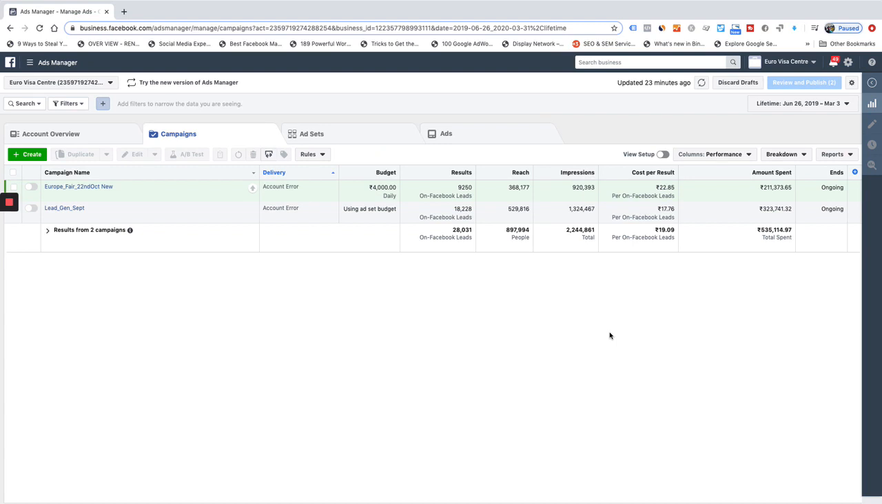If something goes wrong, then you can immediately switch it down, or pause the campaign, or decrease your budget, and then make necessary changes, right?